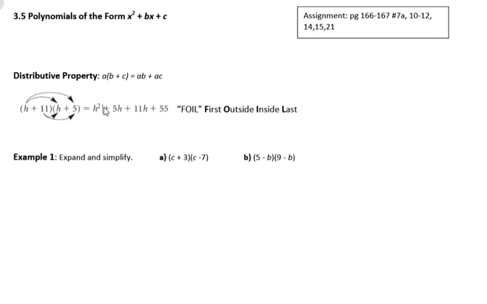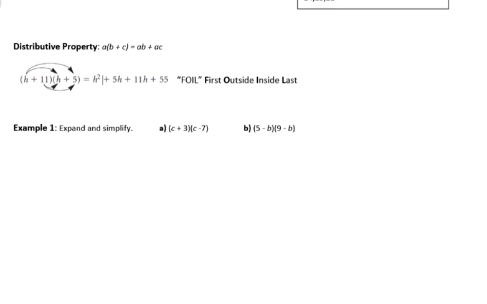Okay, this line here, that line shouldn't be there. That's the cursor from the computer when I took the screenshot. So something that we can remember this by is FOIL. So you multiply the first terms together, so the h and the h, the outside terms, which are the h and the 5, the inside terms, which are the 11 and the h, and the last terms, which is the 11 and the 5. So we'll take a look at some examples here.